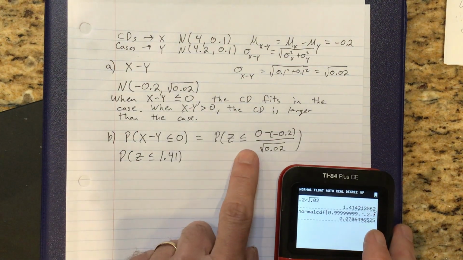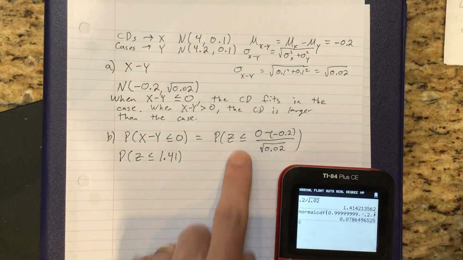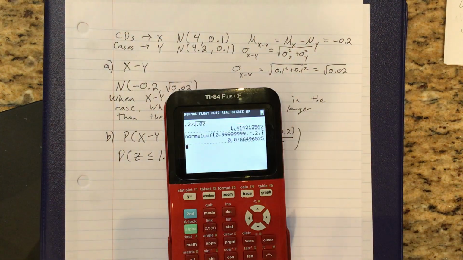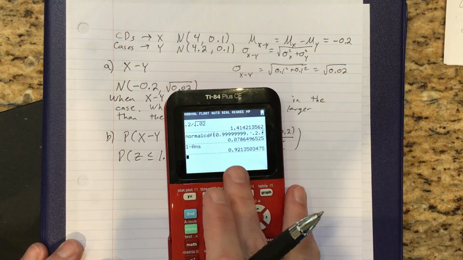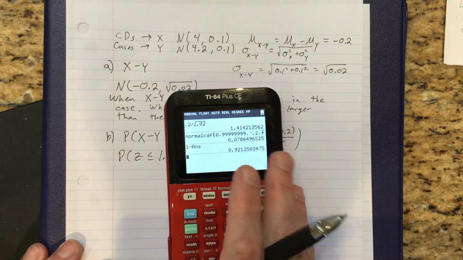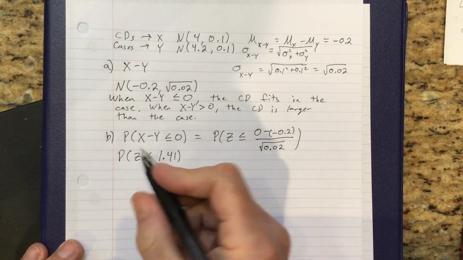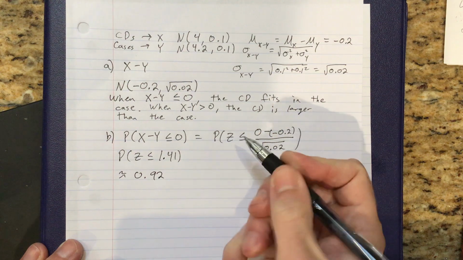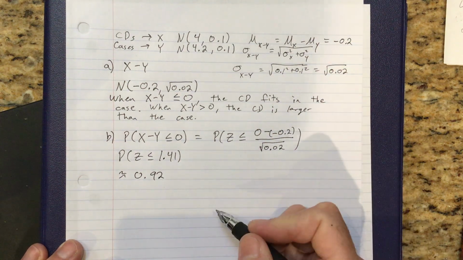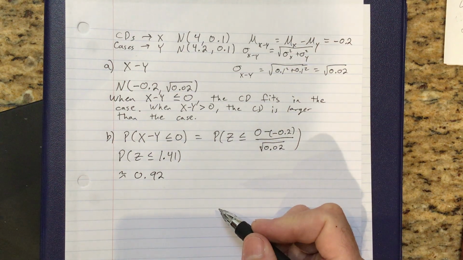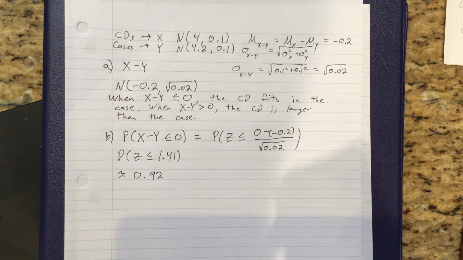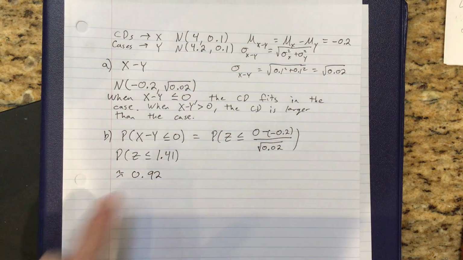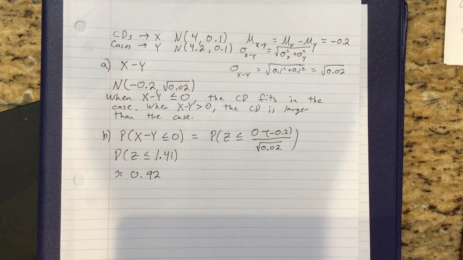Oh, I'm sorry, it was less than or equal to. I actually have the complement there, don't I? There we go. So 0.92, blah, blah, blah. Okay, so there's the probability that a randomly selected CD will fit in a randomly selected case, about 92% of the time.